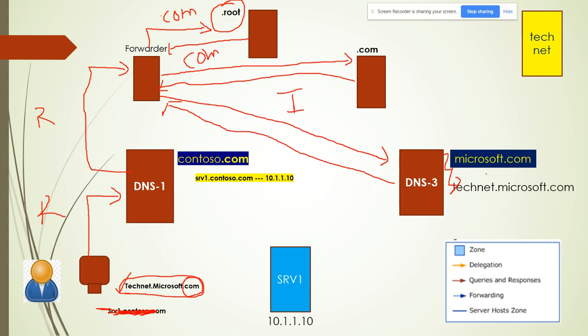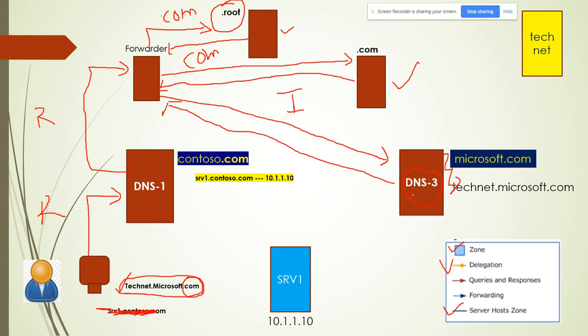So in this scenario, the other thing is, you can see root has the delegation of com, com has the delegation of Microsoft. So this is the delegation. And zone, you can say Microsoft.com. This DNS server is responsible for Microsoft.com. So it is hosting the zone of Microsoft.com. So this has the zone. Also, it has the technet information. So you can say it is a server hosted zone. Also, this is the query and response, you can say.